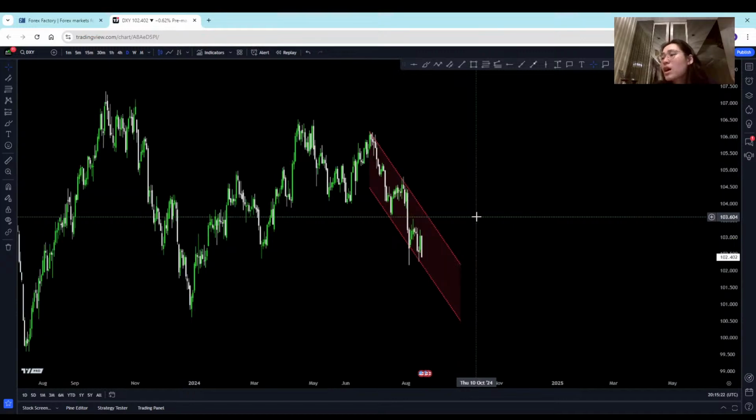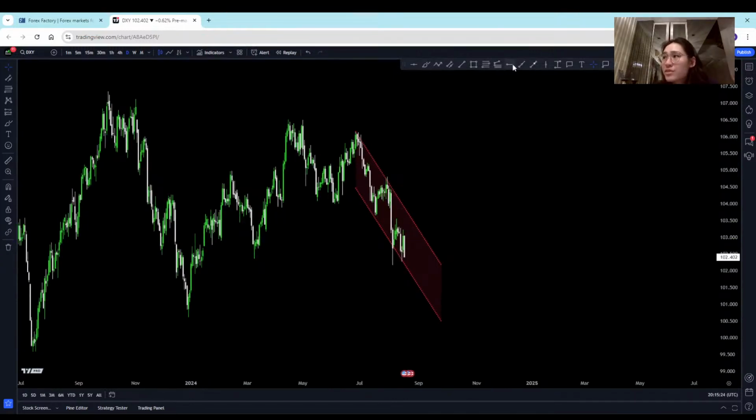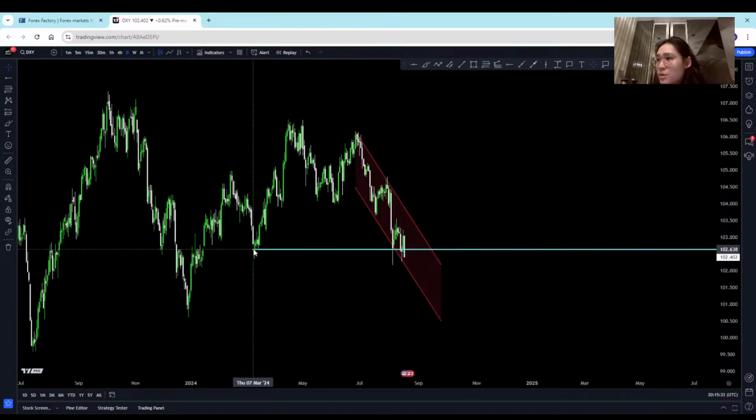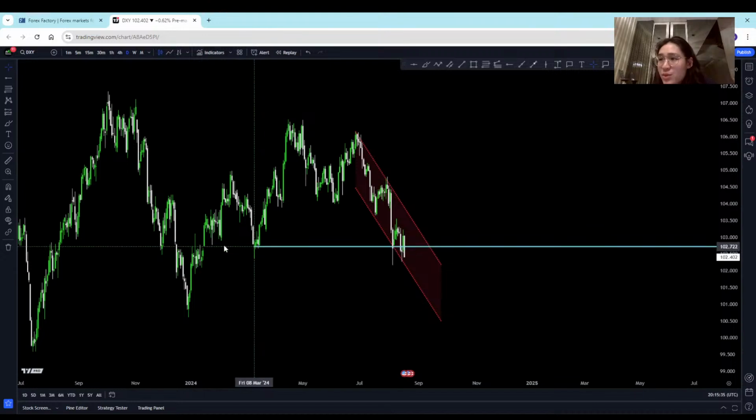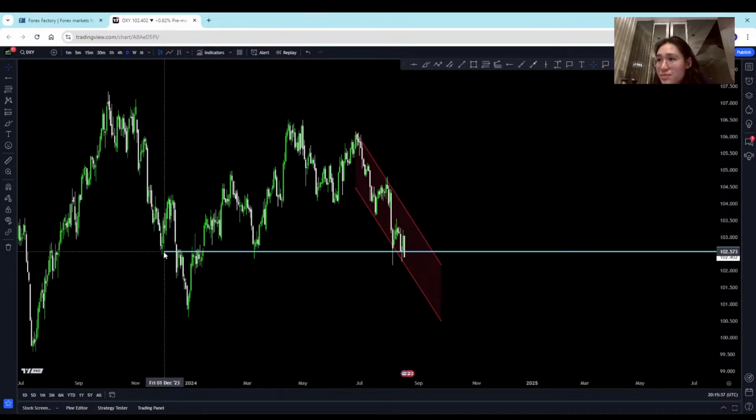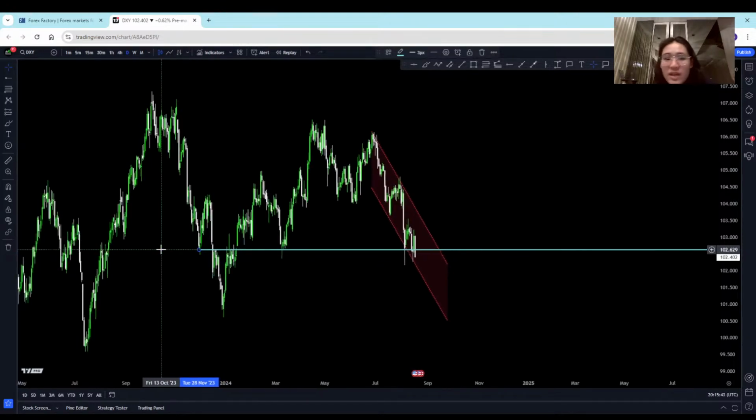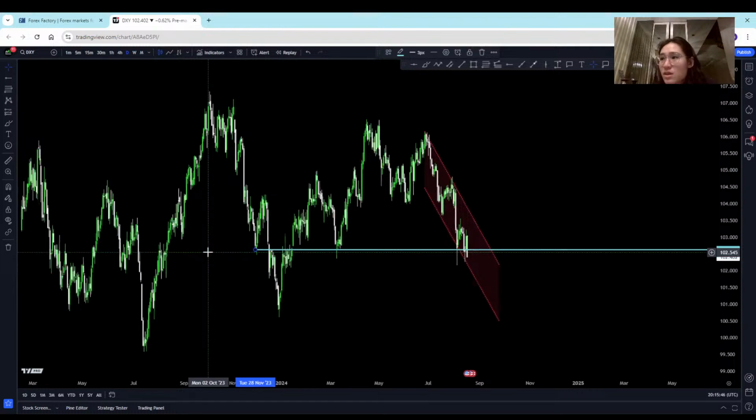Okay, now going in with our support and resistance levels. I'm just going to place my pivot at the swing low, and I'm trying to pull it back as far as I can so that I can see how significant this level is.